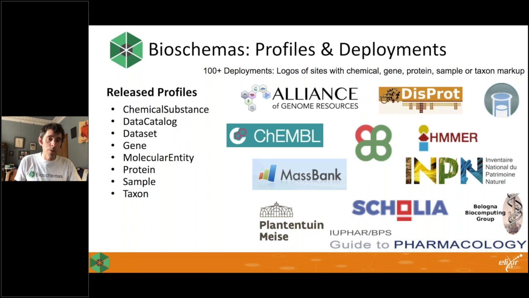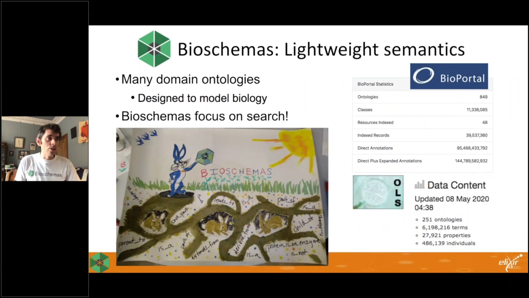Now, in developing these types, you might ask the question, well, there are lots of bioinformatics domain ontologies out there, and you can look these up in things like BioPortal or Ontology Lookup Service, and you can find there are 800 plus ontologies out there. Those ontologies are great at what they do. They model the domain semantics accurately. They model the underlying biology. What they're not so good at is helping us to discover the resources and to provide lightweight semantics which we can use for search.